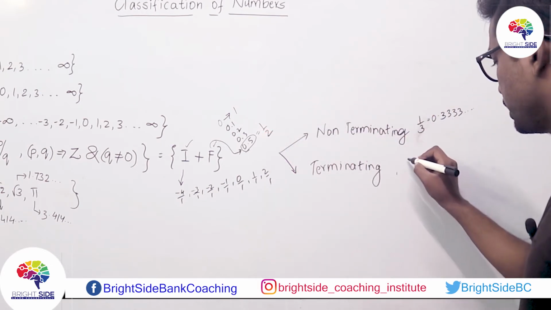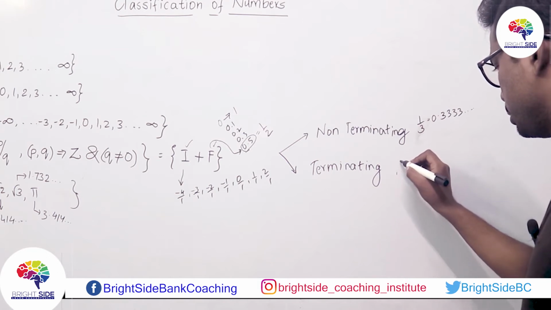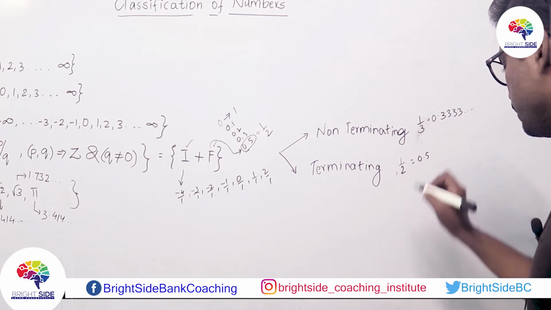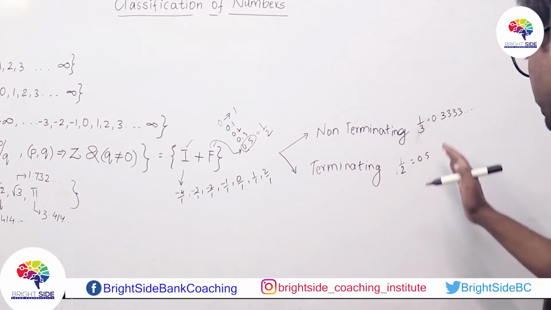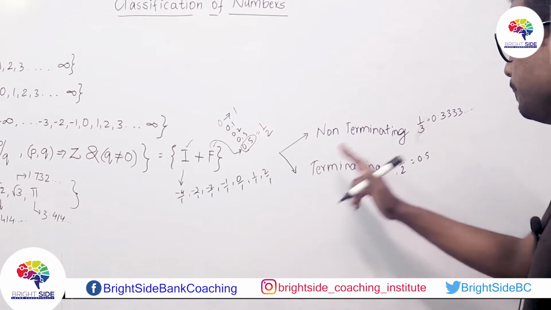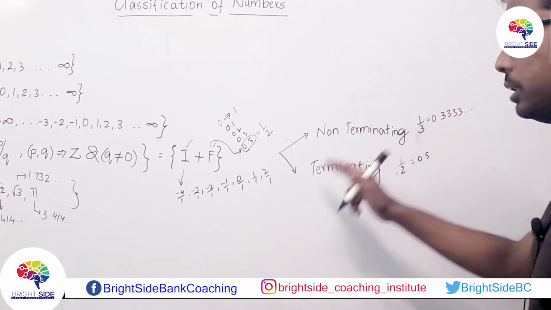Let us take an example for terminating. If I take 1 by 2, this is 0.5, that's it. It will end there. It will terminate there. That means this is a terminating rational number. This is not a non-terminating rational number.